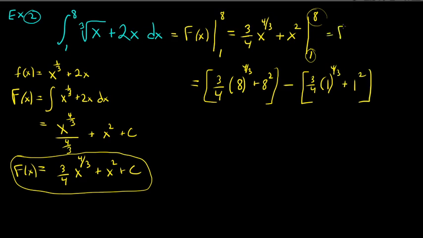So this is, again, just f of b minus f of a, or in this case, f of 8 minus f of 1. So this is my f of 8. This is my f of 1. Should I highlight that?